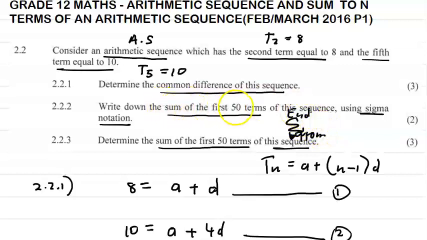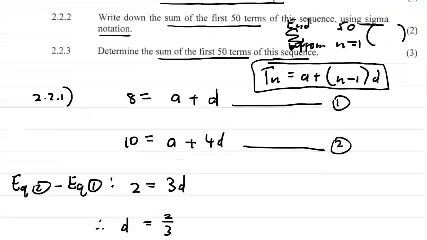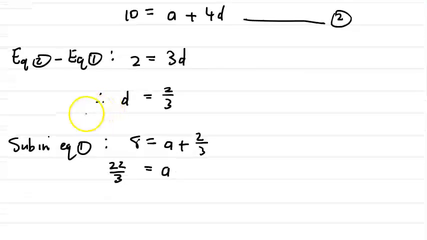So they want the sum of the first 50 terms. So therefore, we're going to make n start from 1 and it's going to go all the way up to 50. Now what do we need to do? Well, the formula has to go here. So we need the formula, and there's the equation that we're going to be using for the formula. So it was actually very wise for me to solve for both D and A.